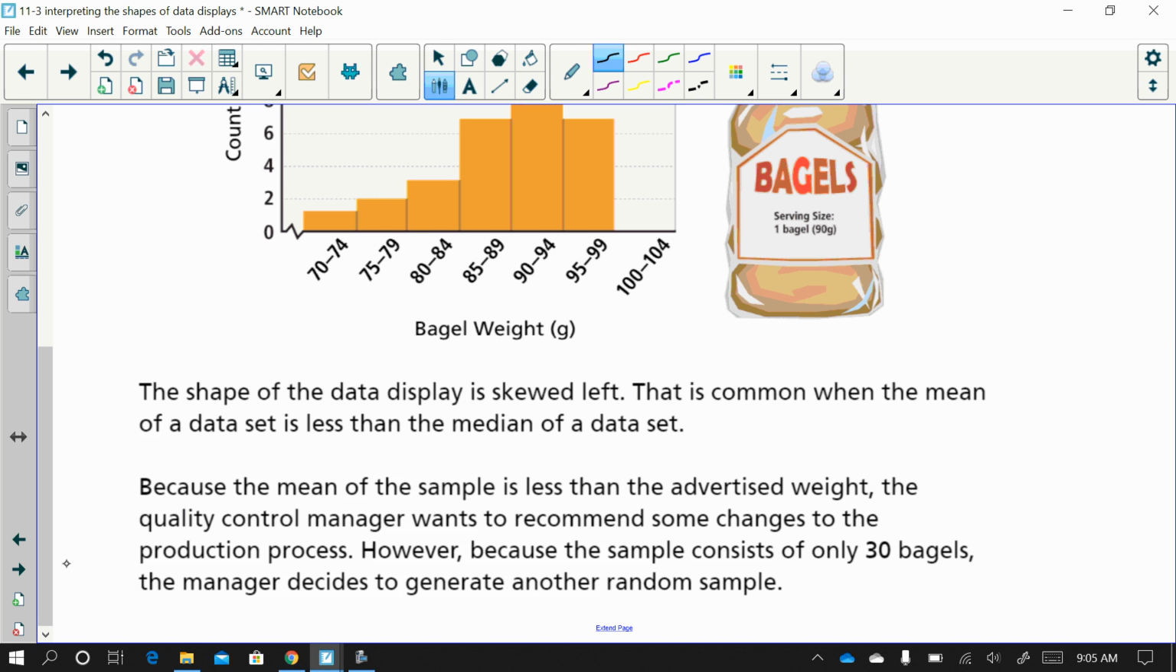However, we have to think about our sample size. If you're thinking about a bagel making company, is 30 bagels a lot of bagels? Absolutely not. So because the sample consists of only 30 bagels, the manager decides to generate another random sample. This is what statisticians do, which is kind of fun. You're not happy with your sample, go get another sample. Your results are going to change.